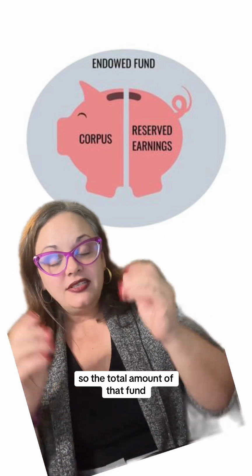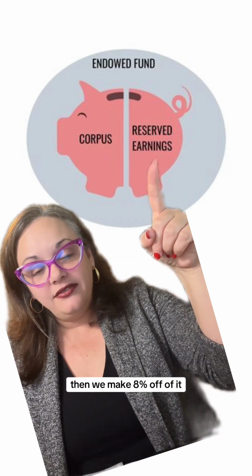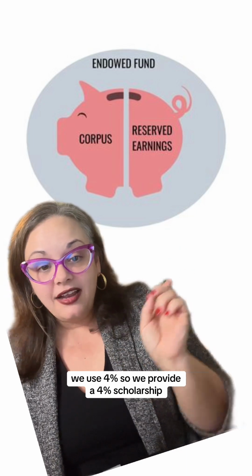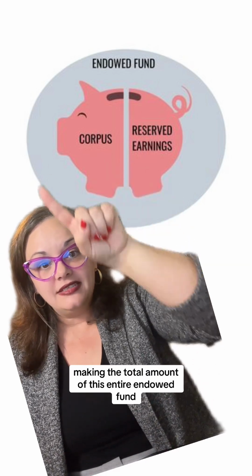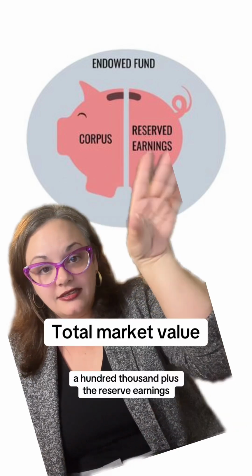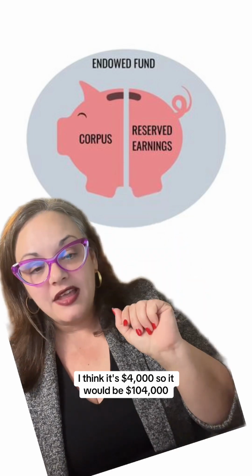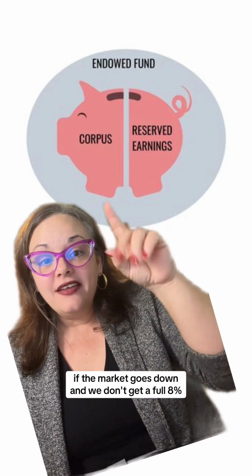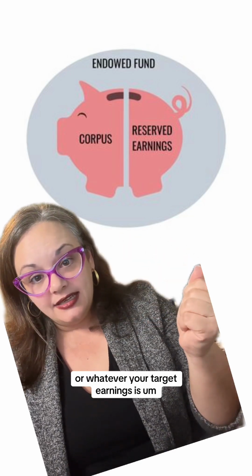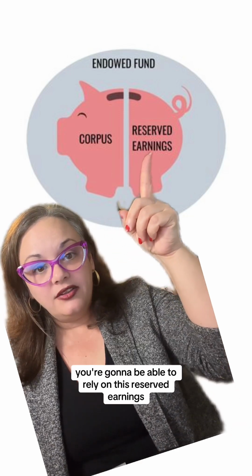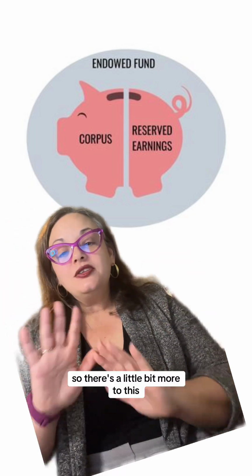So the total amount of that fund, let's say that this corpus was for a scholarship of $100,000. Then we make 8% off of it. We use 4%, so we provide a 4% scholarship, and then the rest goes into the reserved earnings, making the total amount of this entire endowed fund $100,000 plus the reserved earnings. I told y'all I wasn't a finance major. I'm not doing all that in my head. I think it's $4,000, so it would be $104,000 now. That means next year, if the market goes down and we don't get a full 8% or whatever your target earnings is, you're going to be able to rely on this reserved earnings to make sure you can still award that scholarship this year.